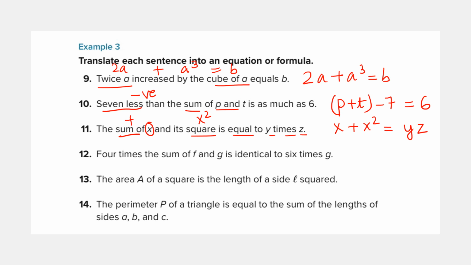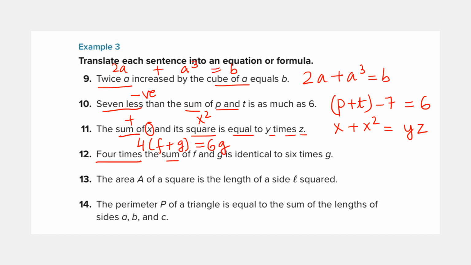4 times the sum of f and g is identical to 6 times g. So 4 times means 4 multiplied with the sum of f and g. So 4 times f plus g is equal to 6 times g, 6g.